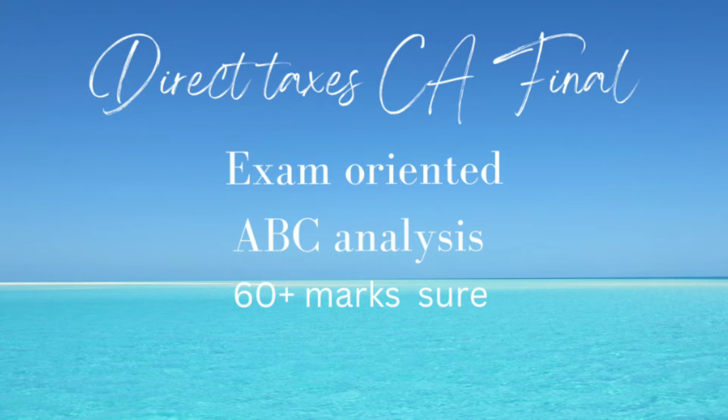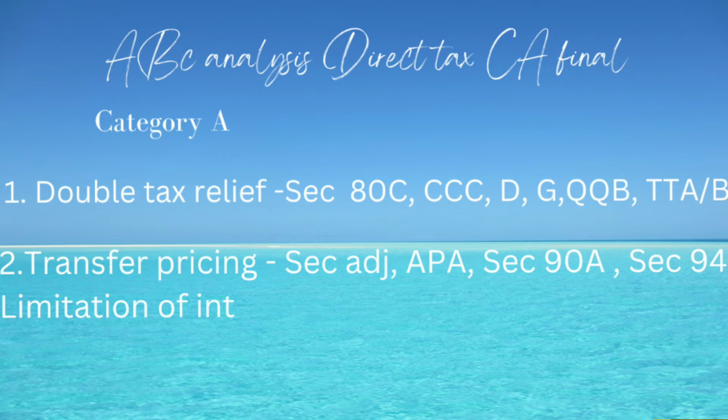Now moving straight away to the ABC analysis. Before that, what I have discussed is just the concept notes as well as the ICAI MCQ digest. Okay, now moving to ABC analysis. Category A, please focus on the chapters that I am saying. First is double tax relief. When you're doing this chapter, there are deductions in double tax relief which must be highly focused on, such as ATC, ATCCC, ATD, ATG, ATQQB and ATDAB.